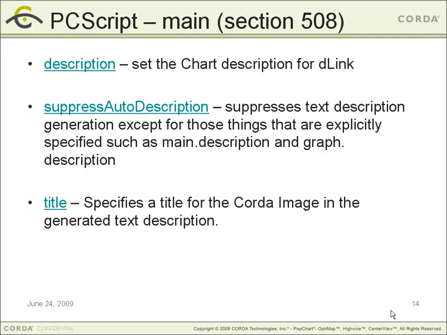So the first one is description, which will let you set the description for the chart or the image in the D-link. And the D-link is what we use to refer to the dynamic link to get to the Section 508 descriptive text. Suppress auto description allows you to suppress the text description for the entire chart. And the title allows you to specify a title for the chart image in the generated text description.